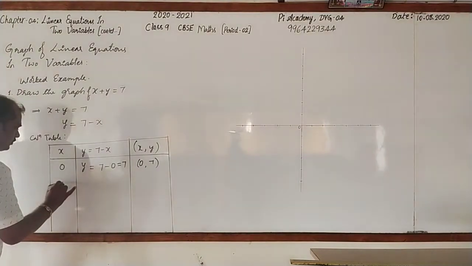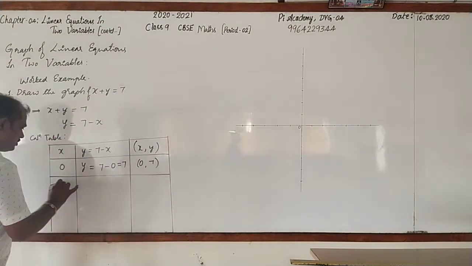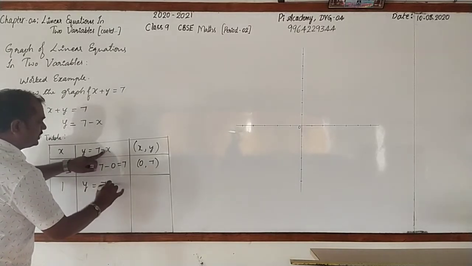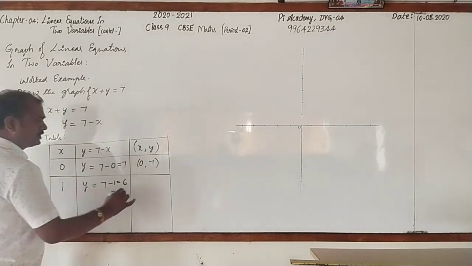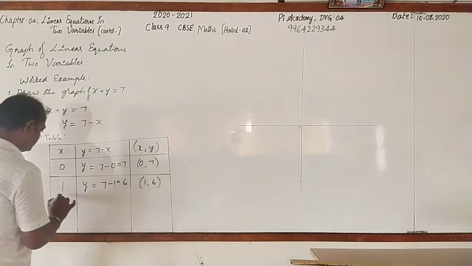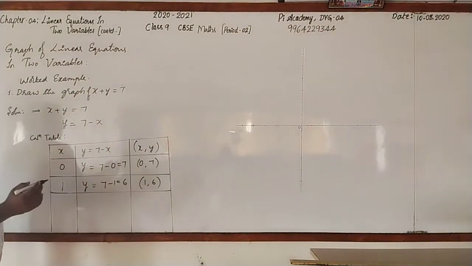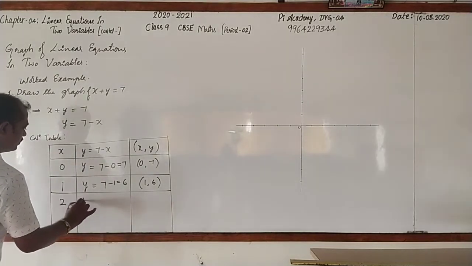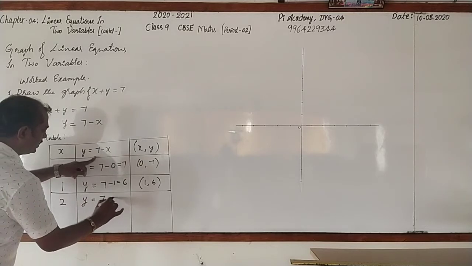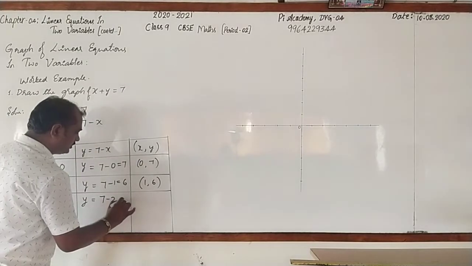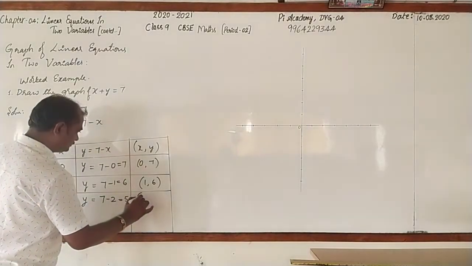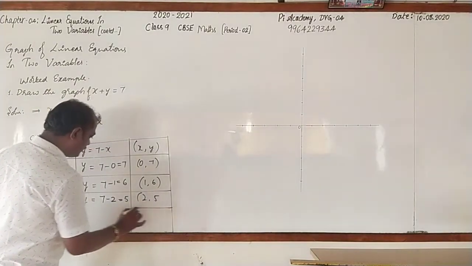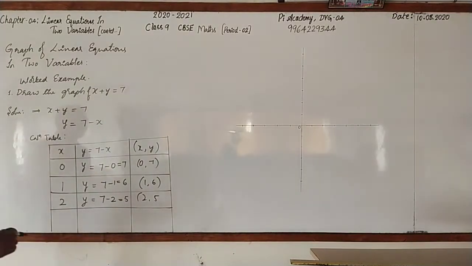When x is 1, then y equal to 7 minus 1, writing 1 in place of x. 7 minus 1 is 6. This is 1 comma 6. When x is minus 1, 2, minus 2, however you want, I will take 2. Y is equal to 7 minus 2. What is 7 minus 2? This is 5. It is 2 comma 5.